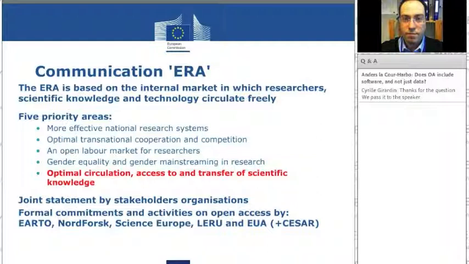So going now to a bit more detail on what we say in the ERA communication, we say that we invite the member states to act. This is the recommendation that I'm going to talk about in a moment. We are working with the stakeholders. This is the memoranda of understanding that we signed. And we also committed ourselves as the Commission to promote open access in Horizon 2020. That is outlined in the communication that we have specifically on better access to scientific information.